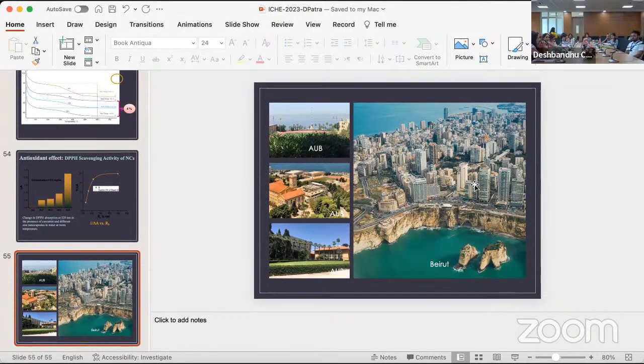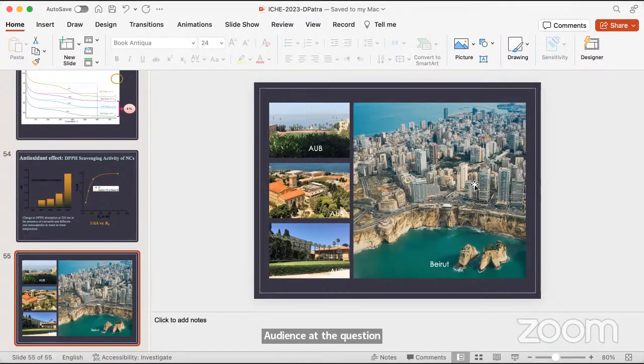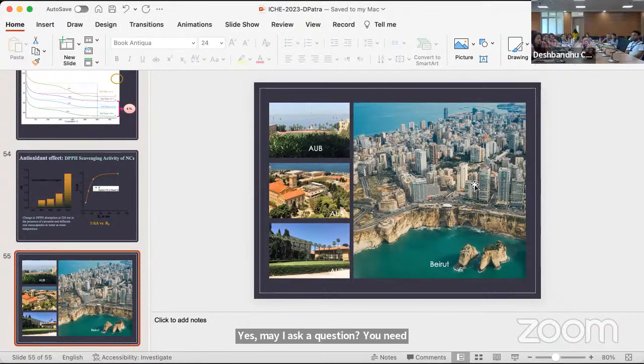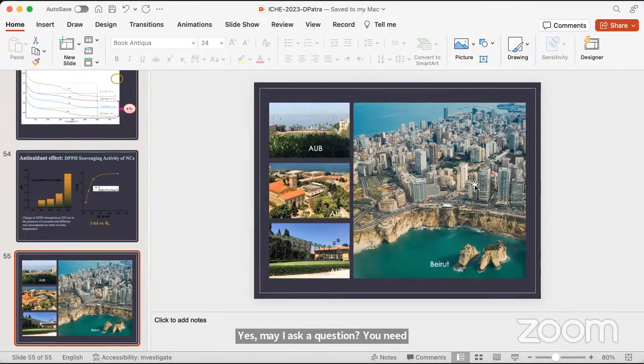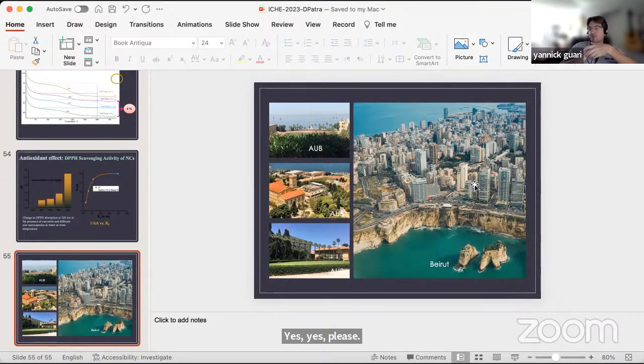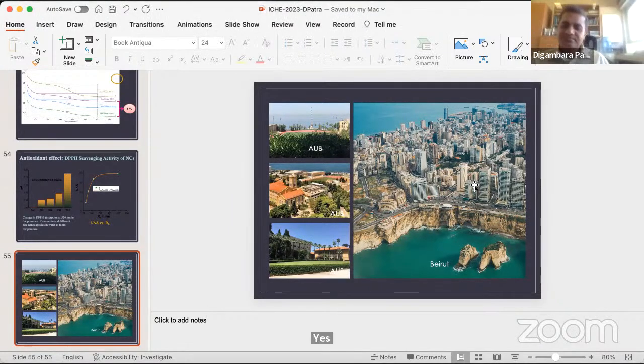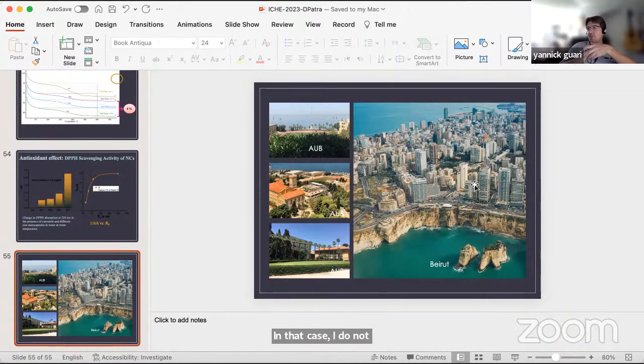Audience, any question? Yes, may I ask a question? Yannick Gouari. Yes, please. I would like to ask a question about the beginning of your presentation, when you synthesized gold nanorods. In that case, I do not clearly understand if you're completely substituting CTAB or if you're still using CTAB for the nanorods.